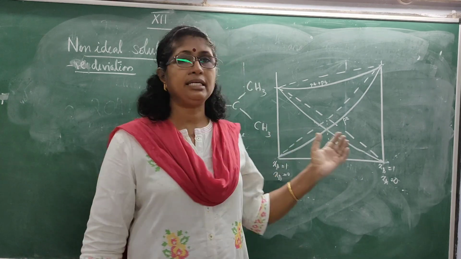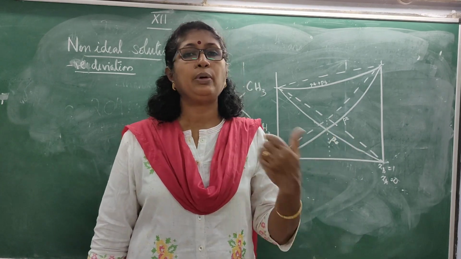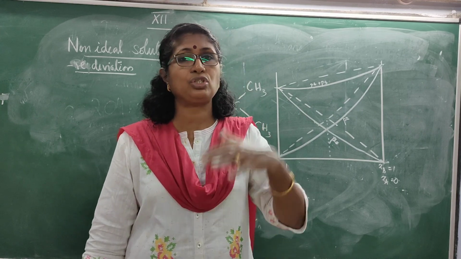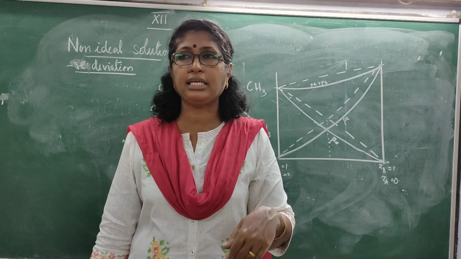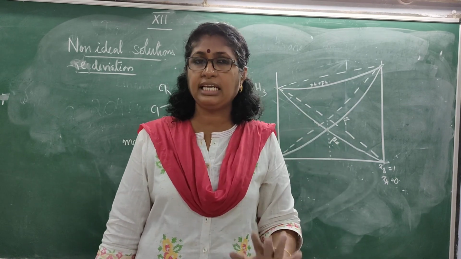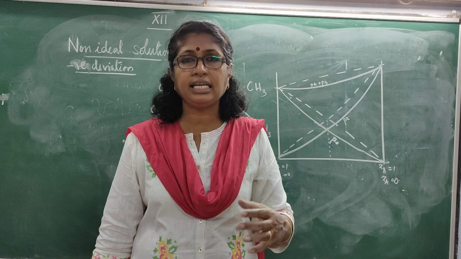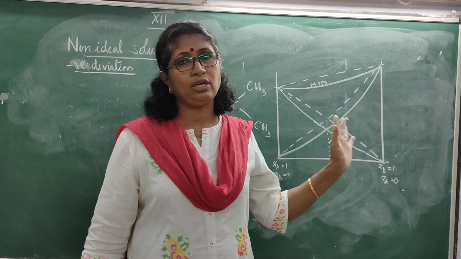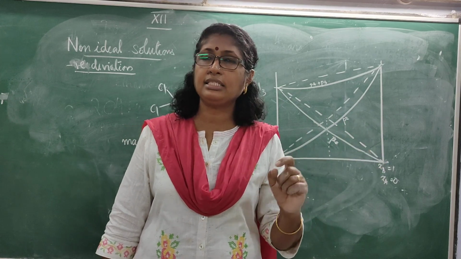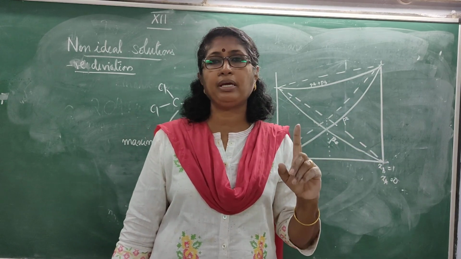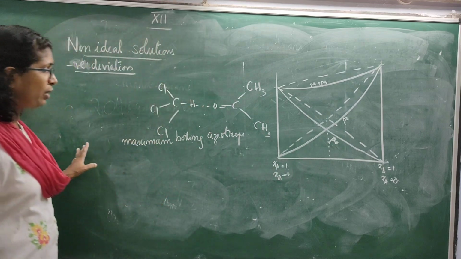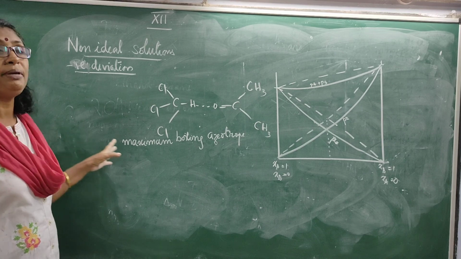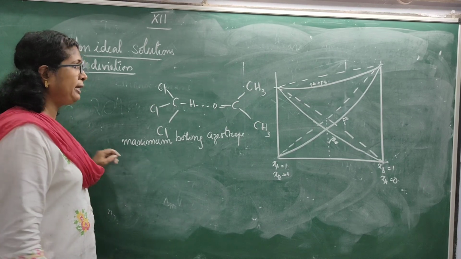Now another example is the one with a negative deviation. In negative deviation, what happens? The new interactive force, that is AB interactive force, is stronger than AA or BB interactive force, so the rate of evaporation decreases. When the rate of evaporation decreases, vapor pressure will decrease, and we get such a mixture with a negative deviation. There, since the vapor pressure is low, its boiling point will be high, so it is called a maximum boiling azeotrope. So PA will not be equal to P naught A into XA, and PB will not be equal to P naught B into XB.